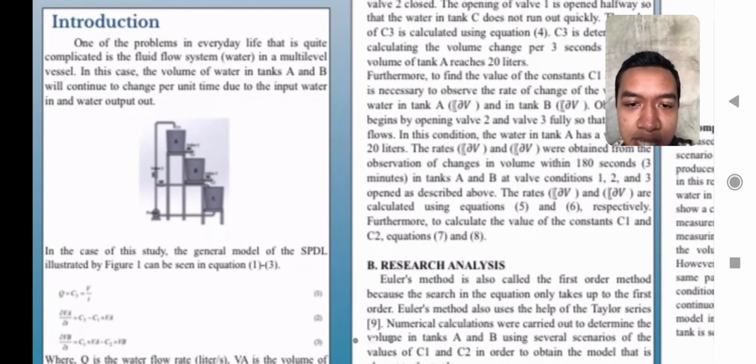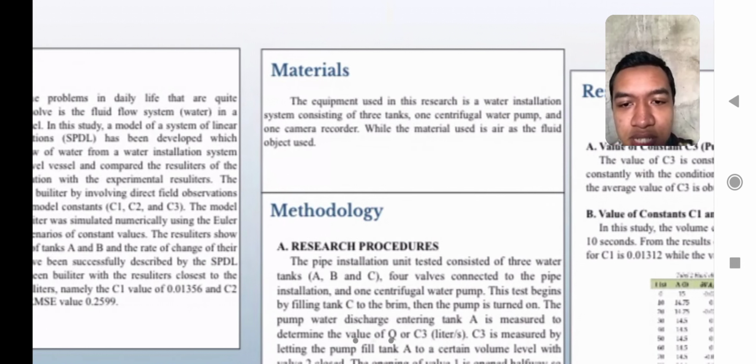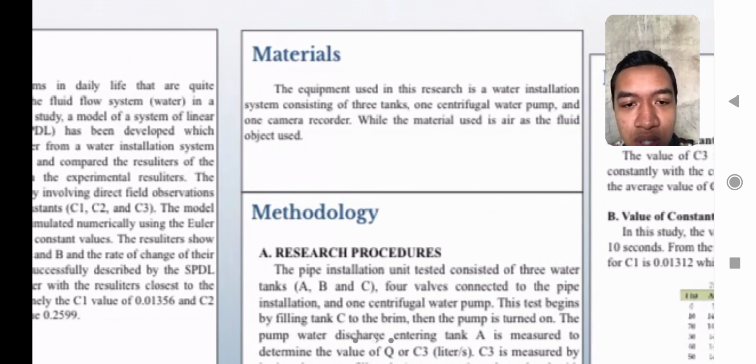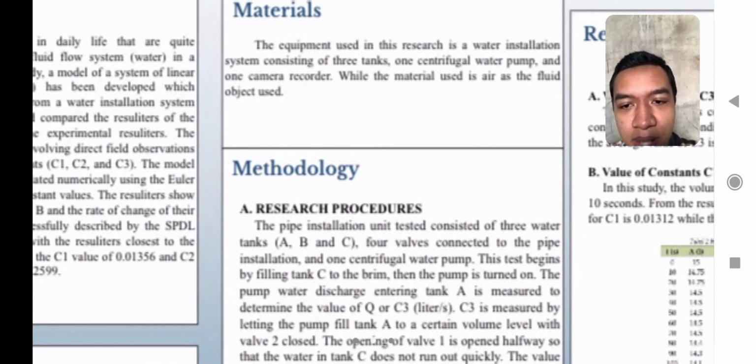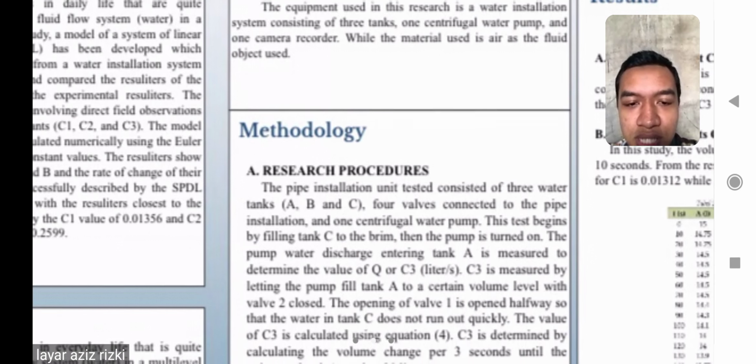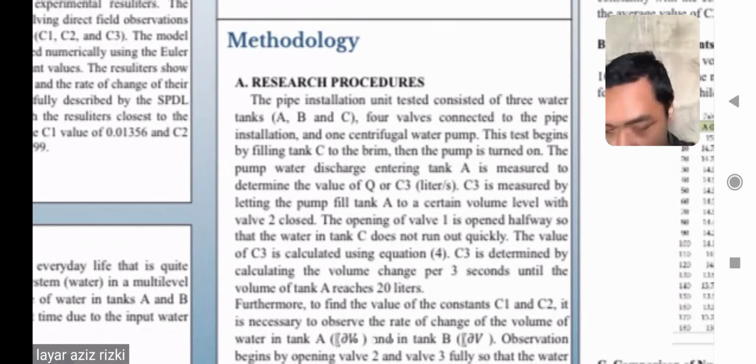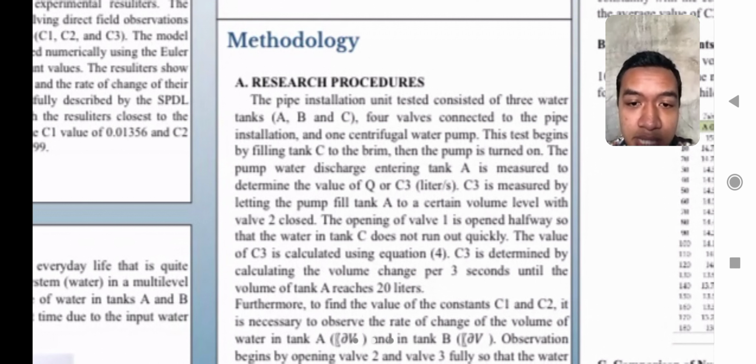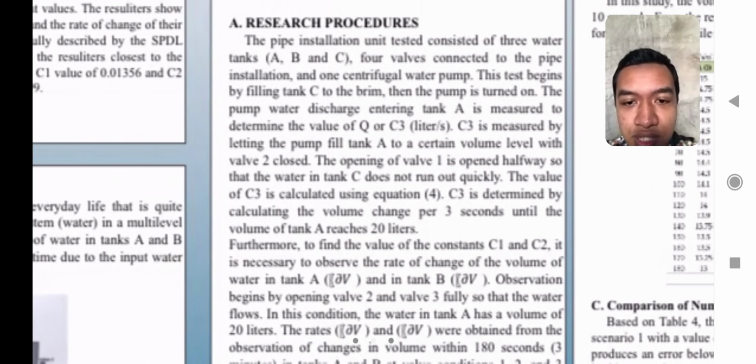Material. The equipment used in this research is a water installation system consisting of 3 tanks, 1 conventional water pump, and 1 camera recorder, while the material used as the fluid object is water. Methodology. A. Research procedure. The pipe installation unit consists of 3 water tanks, A, B, and C, 4 valves connected to the pipe installation, and 1 configural water pump.